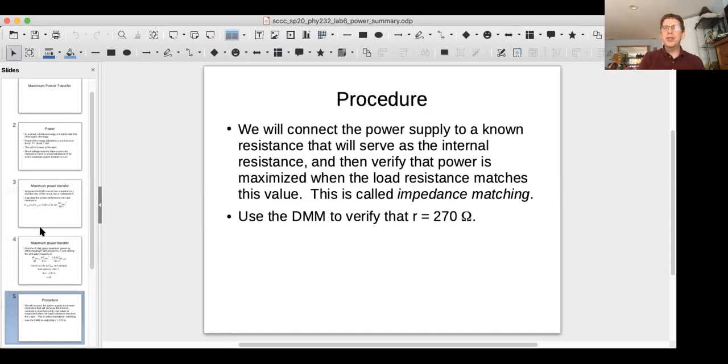So what we're going to do in the procedure is connect the power supply to a known resistance. I used a variable resistor for that. And then verify that the power is maximized when the load resistance matches its value. This is called impedance matching. So we set up an internal resistance, small r, of 270 ohms. There may be some additional resistance inside the power supply.